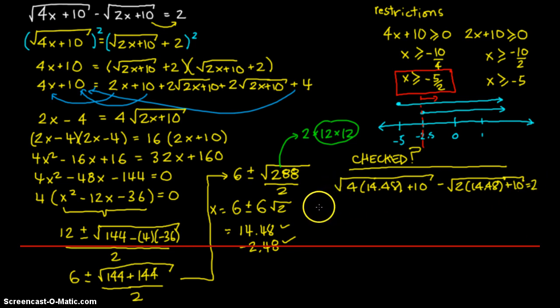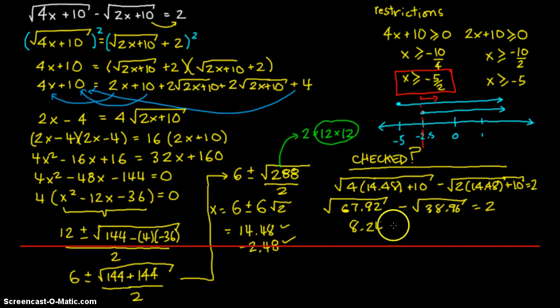Let's find out. So 4 times 14.48 plus 10, I end up with, let me see, 67.92. And then here I'm going to find out what is the root of 38.96. And that equals 2. So what do I get? Well, if I square root that, I get 8.24. And that should be subtracting, what do I get here? Square root of 38.96 is 6.24. That's actually equal to 2. What do you know? So 2, hooray. So checked and well and good.